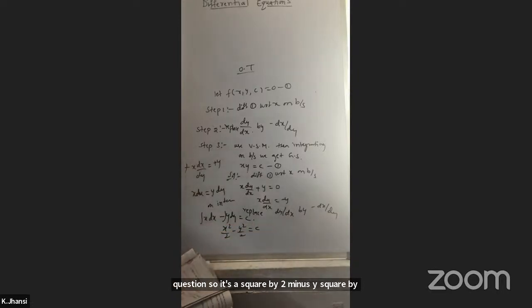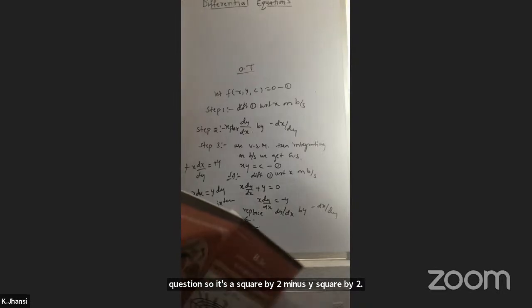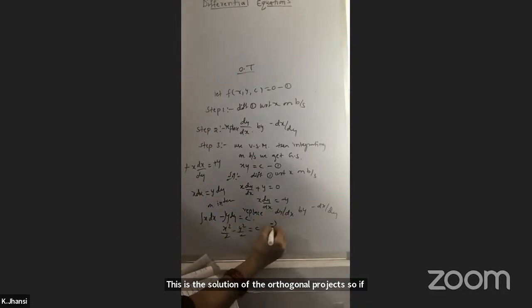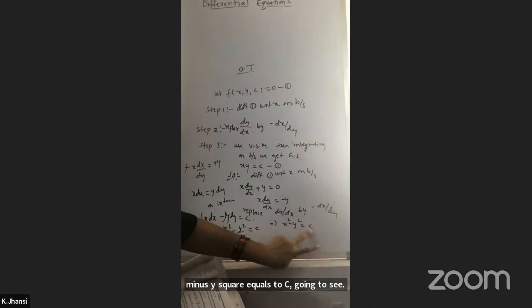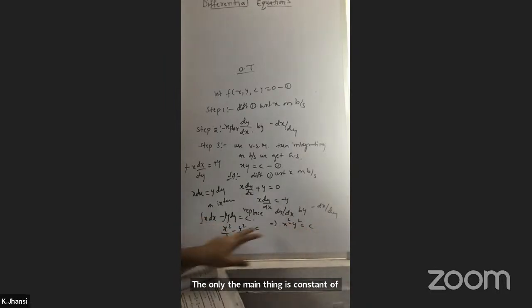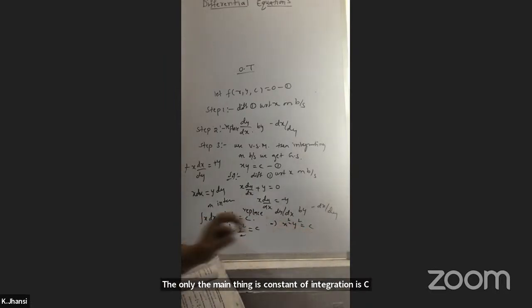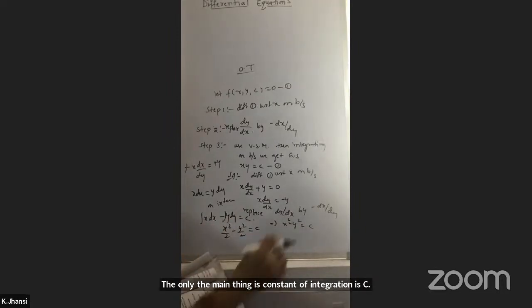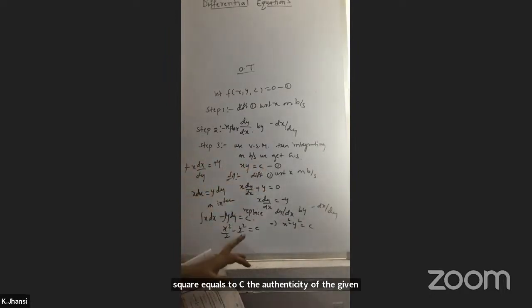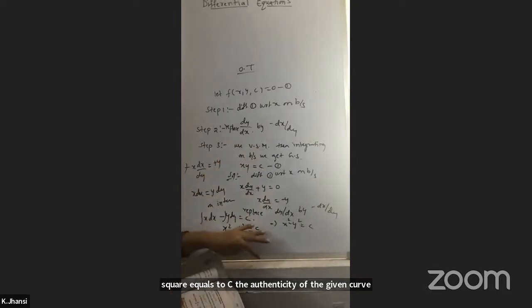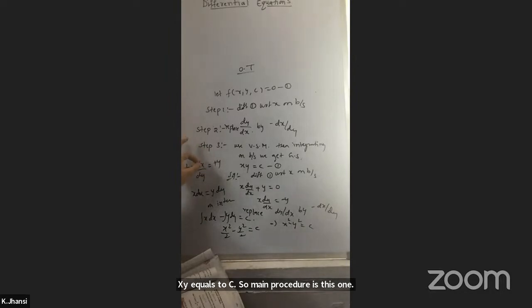This is the solution of the orthogonal trajectories. If you do the cross multiplication, you will get x square minus y square equals 2 into c. The main thing is the constant of integration is c, so you can write that this 2c is equal to c only. So x square minus y square equals c is the orthogonal trajectory of the given curve xy equals c. The main procedure is this one. If you follow these steps, it's enough. So you may get this for a 10 marks question.